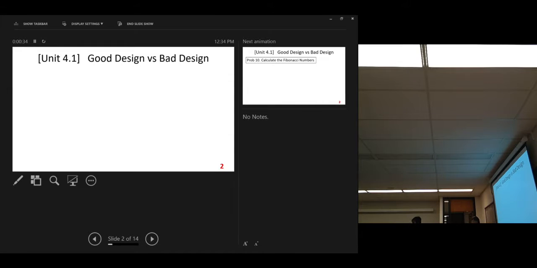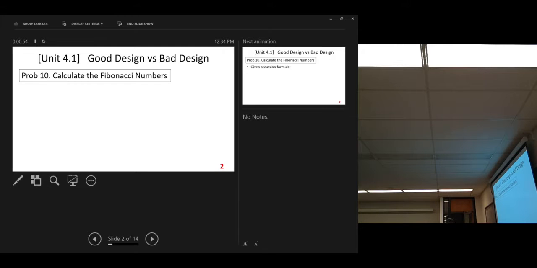The first unit, good design versus bad design. So let's solve a problem in two different ways. Then we compare. Okay? So which one is better? So we did this kind of thing several times.